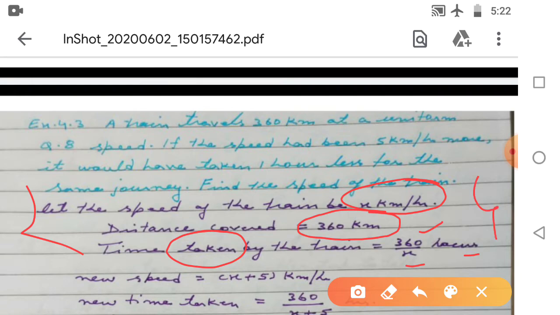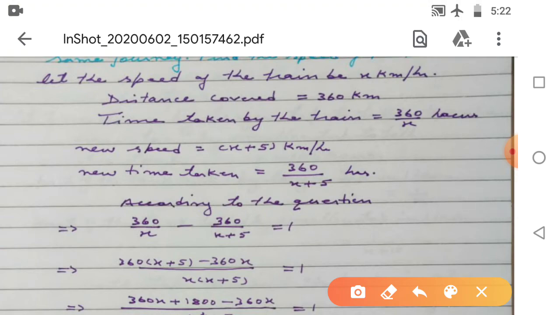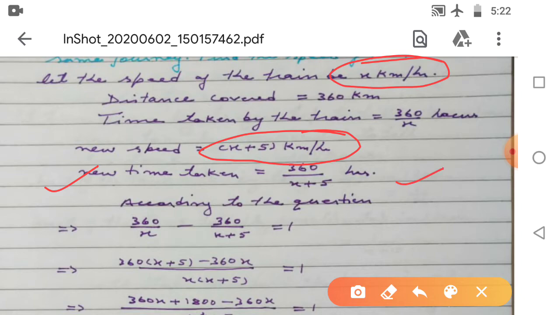Clear? Now come to the second condition. The second condition is saying the new speed is 5 kilometer per hour more. So, initially the speed is x kilometer per hour. If we add 5 to that, it becomes x plus 5 kilometer per hour. Clear? Now, what is the new time taken? The new time taken, with the same distance, is 360 upon x plus 5.